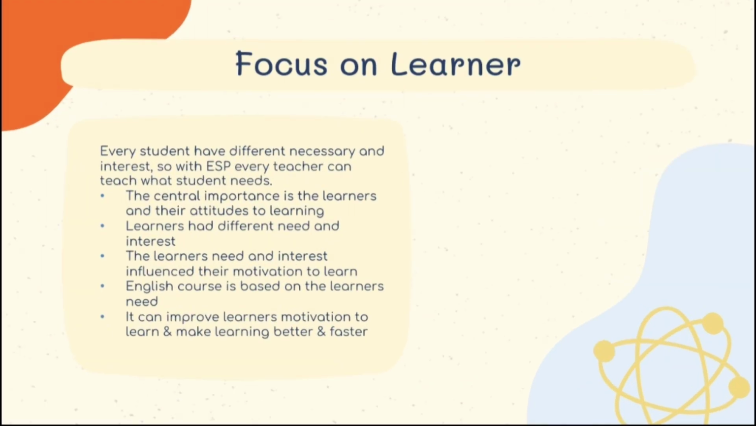And the last reason, focus on the learner. Every student has different needs and interests. So, with ESP, every teacher can teach what students need. The central importance is the learners and their attitudes to learning. Learners have different needs and interests. The learners' needs and interests influence their motivation to learn. An English course based on the learner's needs can improve learners' motivation to learn and make learning better and faster.